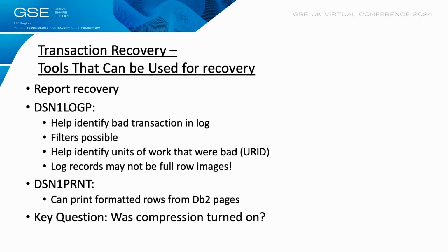DSN1PRNT, you can now print the rows and have a look at them, and then if compression is turned on, then it may be almost impossible to reconstruct the row images because the compression will be in there and you don't know what the compression dictionary was. So again, it's hard work.